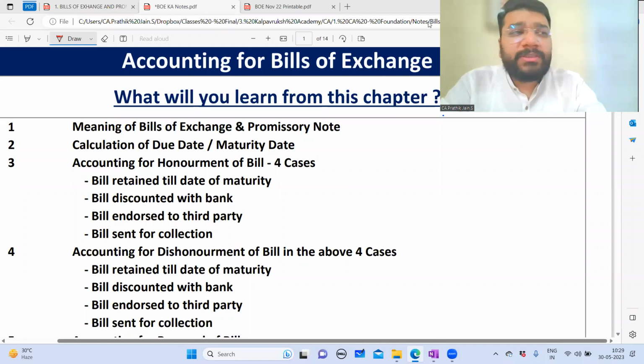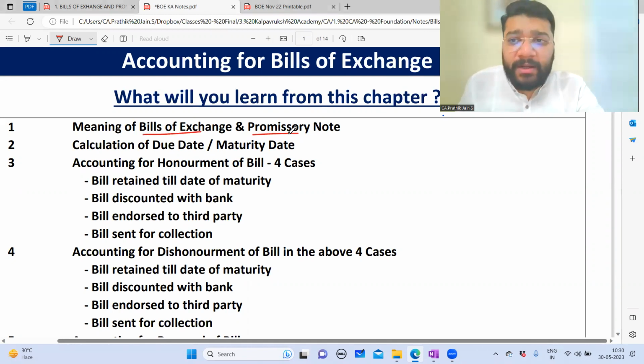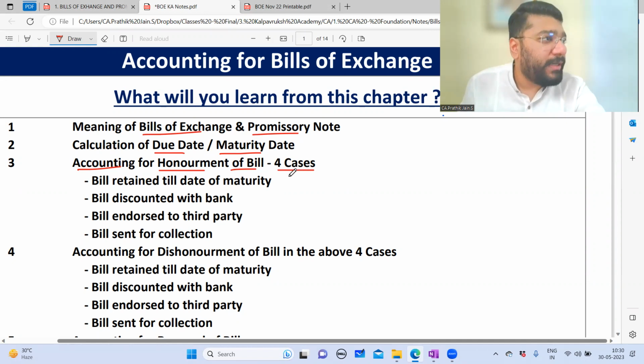So guys, we are doing chapter number 6, which is accounting for special transactions. In that, we are doing bills of exchange. And so far in bills of exchange, guys, we have completed the meaning of bill of exchange and the promissory note. We have understood how we calculate the due date or the maturity date of a bill or a promissory note. Also, we have seen how we do the accounting entries while honoring the bill in 4 different scenarios, in 4 different cases.